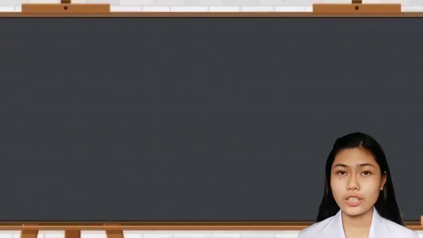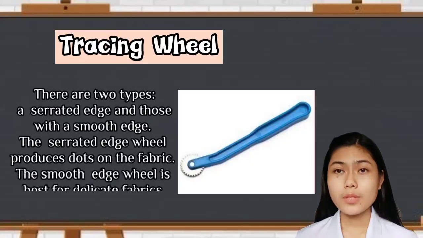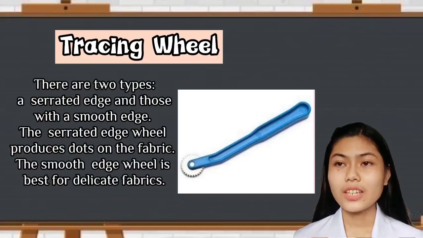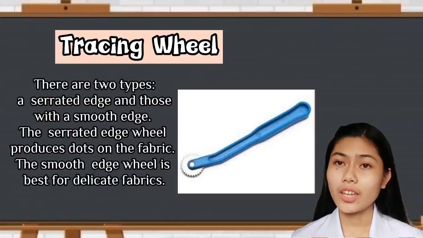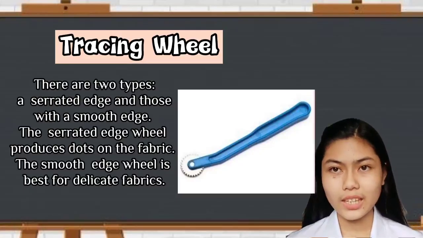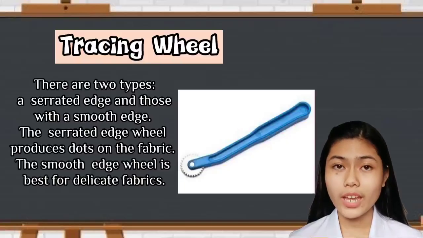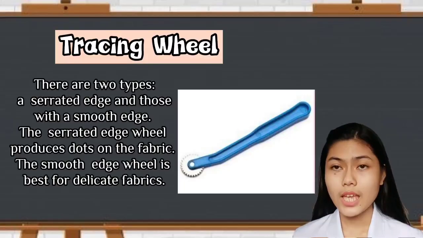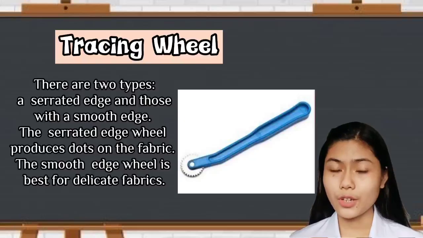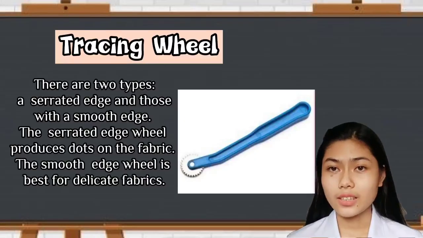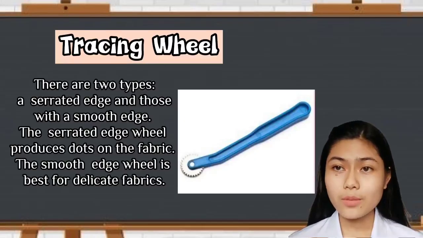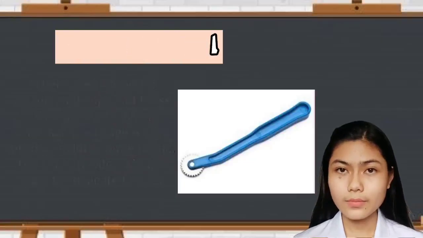Next, we have the tracing wheel. There are 2 types of tracing wheels. We have the serrated edge and the smooth edge. The serrated edge wheel produces dots on the fabric and is suitable for most types of fabrics. And the smooth edge wheel is best for delicate fabric, unlike the serrated edge, it will not pierce more delicate fabric.